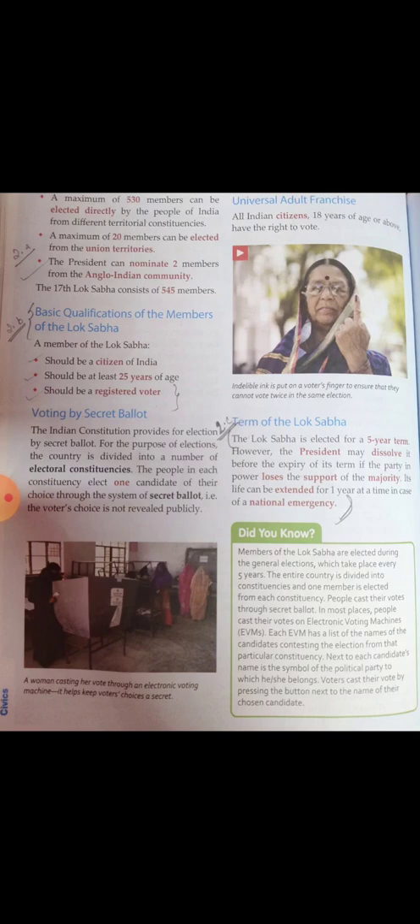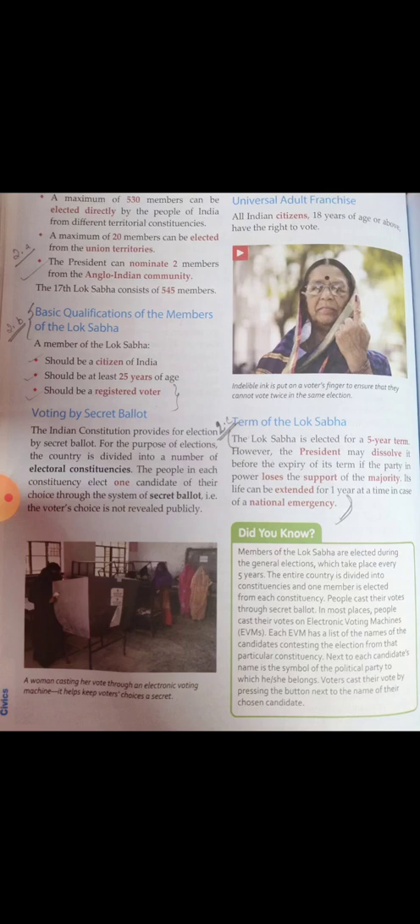If ever you get a question, how many houses are there in a parliament or how many chambers are there in Indian parliament? There are two chambers. One is the Lok Sabha, other is the Rajya Sabha, or you can say there are two houses. One is the Lok Sabha and the other is the Rajya Sabha. Lok Sabha is also known as the lower house or the house of people.